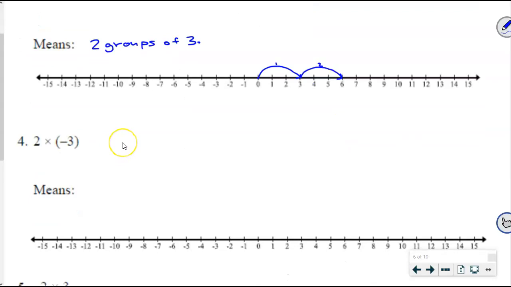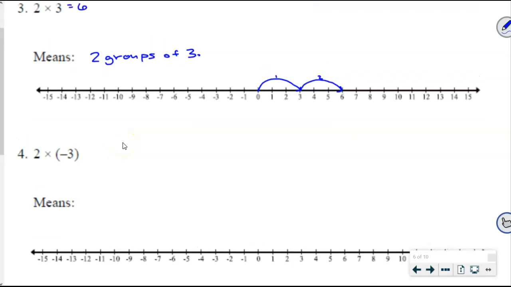How is that similar or different to what I'm going to be doing here on number 4? Talk with your groups real quick first. Just a quick 5-second conversation. What is this one going to mean? How is it similar or different from the last one? Okay, and now share your thoughts with me. Joshua? Yeah, 2 groups of -3.